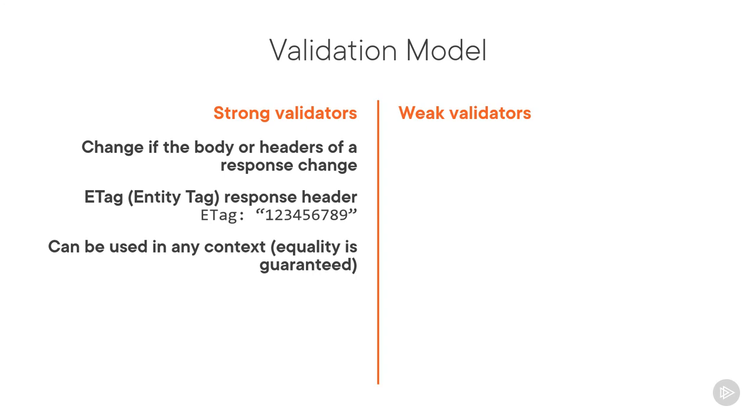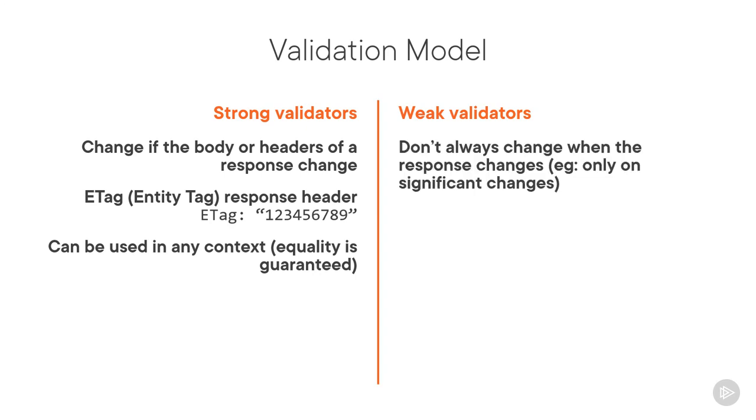They guarantee equality. A weak validator, on the other hand, doesn't always change when the resource changes. It's up to the server to decide when a change is warranted. For example, the server can choose to only change it on significant changes and not when less significant aspects change. A typical example is the last modified response header, containing the time when the resource was last modified. These are implicitly weak. We've got a possible 1-second gap.